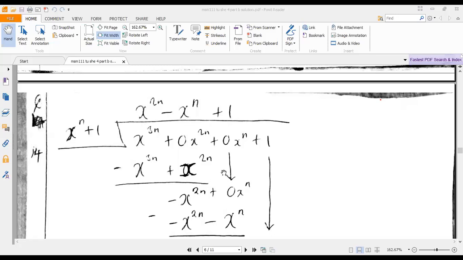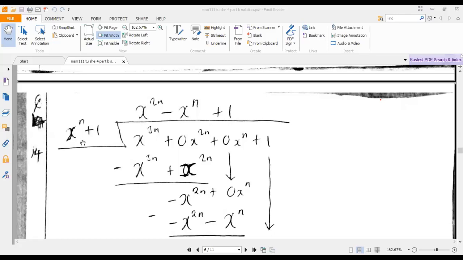Question 14 is telling us to find the quotient of x to the power 3n plus 1 and x to the power n plus 1. So we're finding the quotient, right? Then using long division. For this one you can use synthetic division, in fact, it's straightforward since the power of x is 1. But long division is much easier when you're dealing with these powers of n, so that you won't get confused.